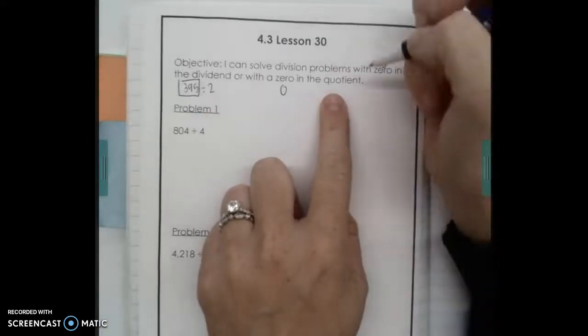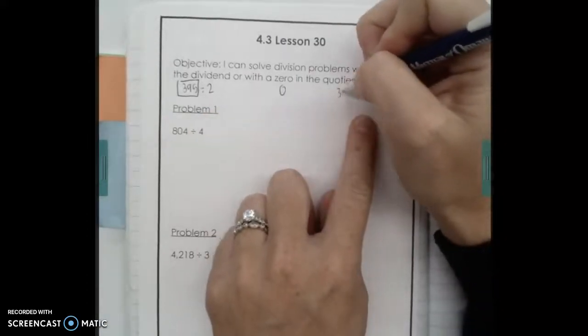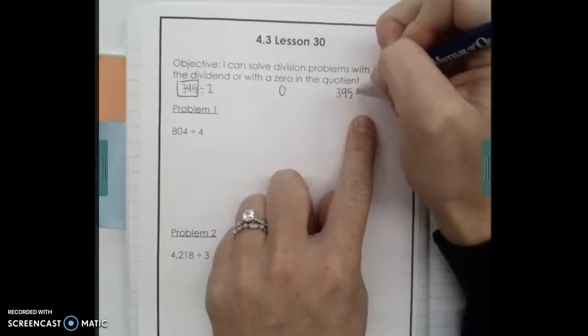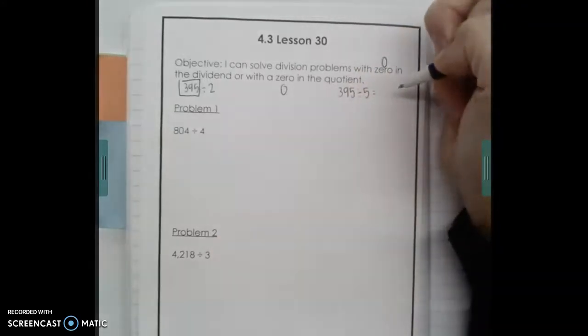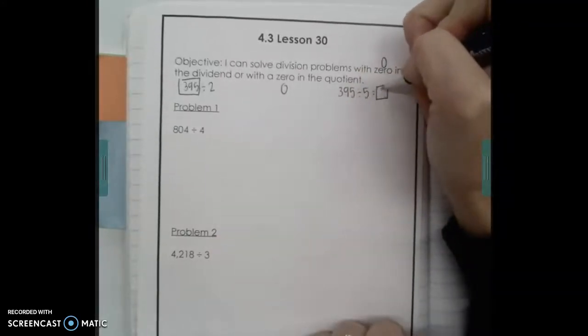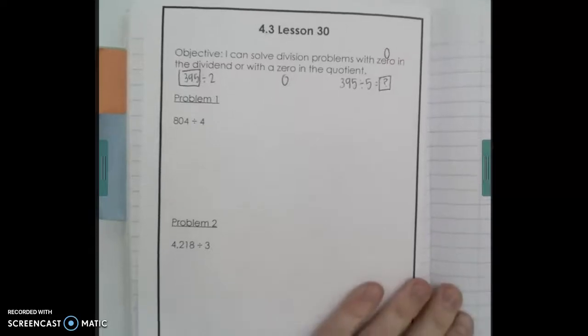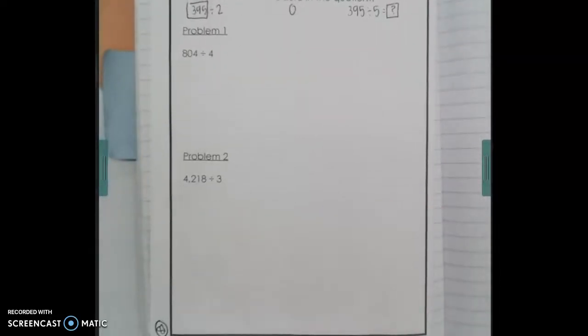If we have 0 in the quotient, then that's the number that we're going to end with, right? So that would be our answer, our quotient. So we're going to have zeros in both those places, and we're going to see what we do differently or how we solve it the same. So let's start with problem number 1.